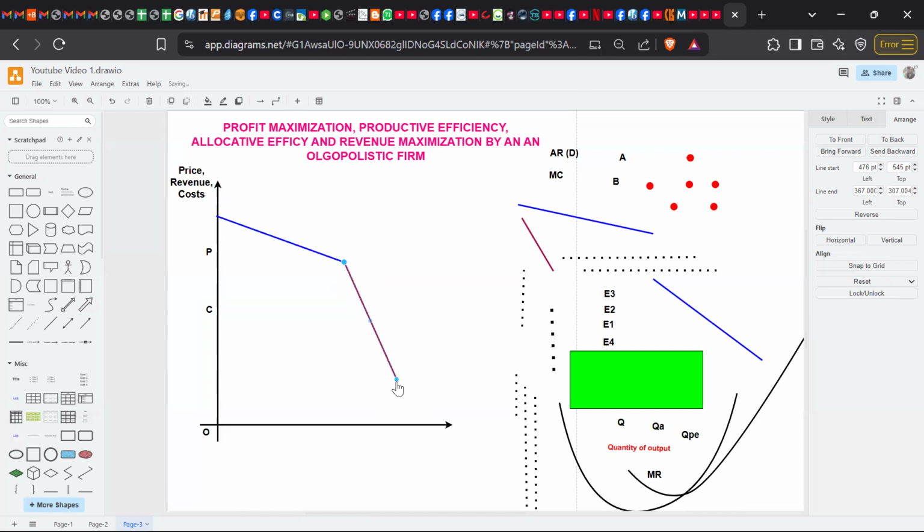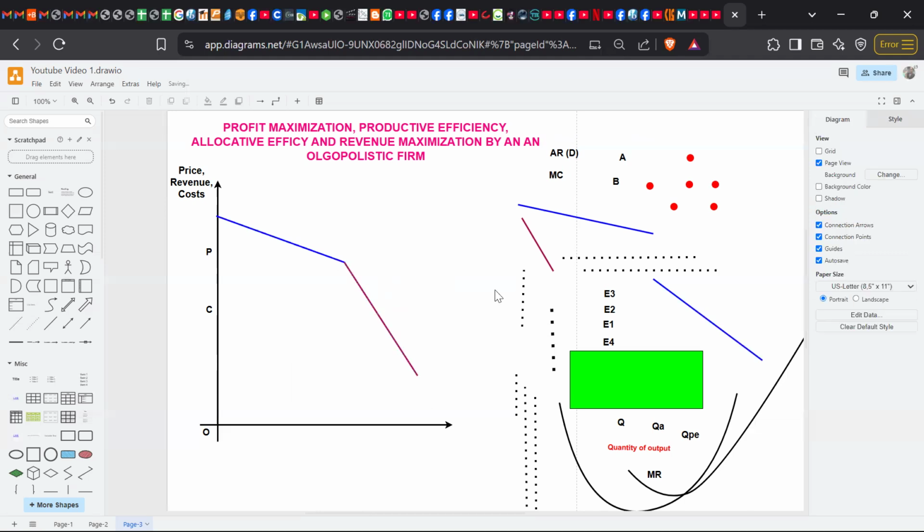While on the inelastic segment, for instance, a decrease in price will be followed by a matching decrease in the price by the rivals, leading to a price war. You guys know this. So that's why there is a kink on the demand curve, isn't it?